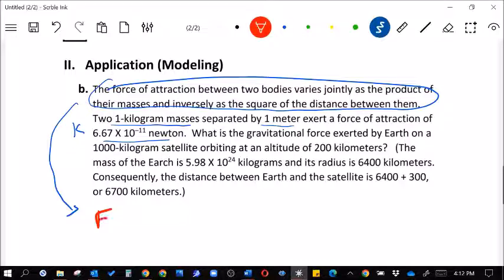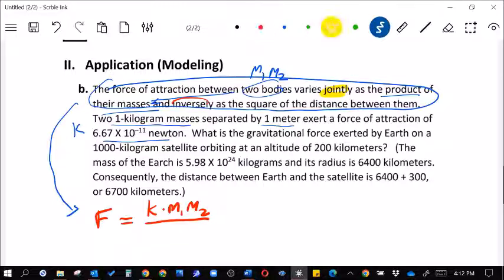So let's take this and figure out what that will be. Force of attraction varies jointly between 2 bodies, varies jointly. That means we're going to have 2 numbers multiplying on top. So here are the 2 numbers, the product of their masses, the 2 bodies' masses. In fact, we'll call one of them mass 1 and the other one mass 2. And so those are going to multiply times the K. So we're going to have K times M sub 1 and M sub 2. So the first body's mass and second body's mass.